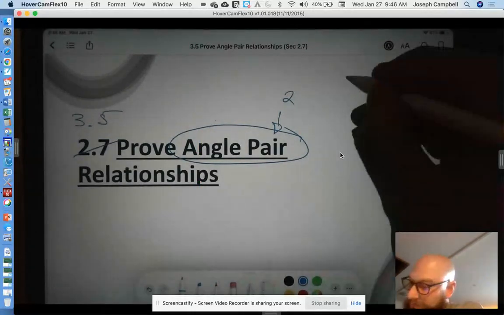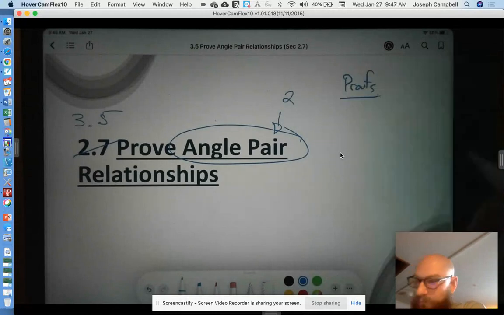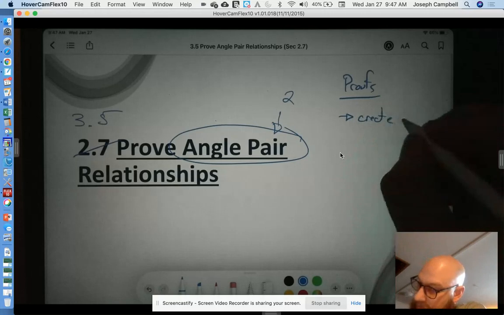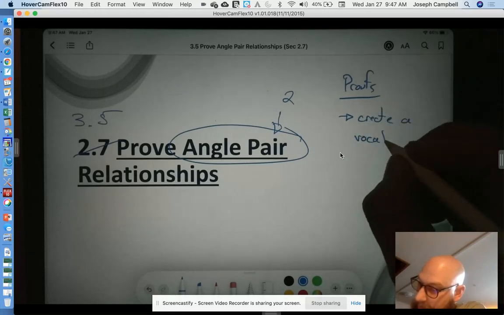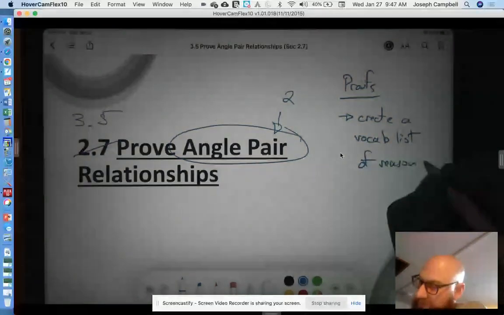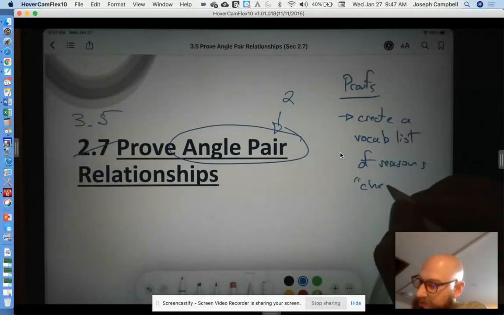Now, we are in proofs now. We haven't begun them. We are in them now. So you need to do the following, okay? You need to create a vocab list of reasons. Think of this as like a cheat sheet.